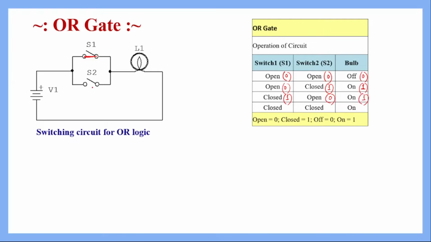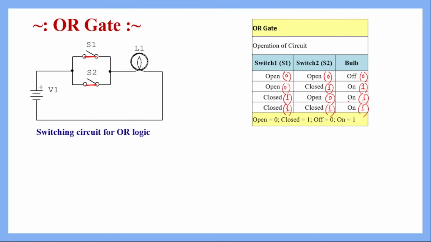Now what will happen when both the switches are closed at the same time? No need to say again, if both the switches are closed, the whole current will flow through both the paths, and again the whole current will flow through this bulb, so the bulb will glow. So when both the switches are closed, meaning 1 1, the bulb will glow, and the output of the circuit will be at logical high level.